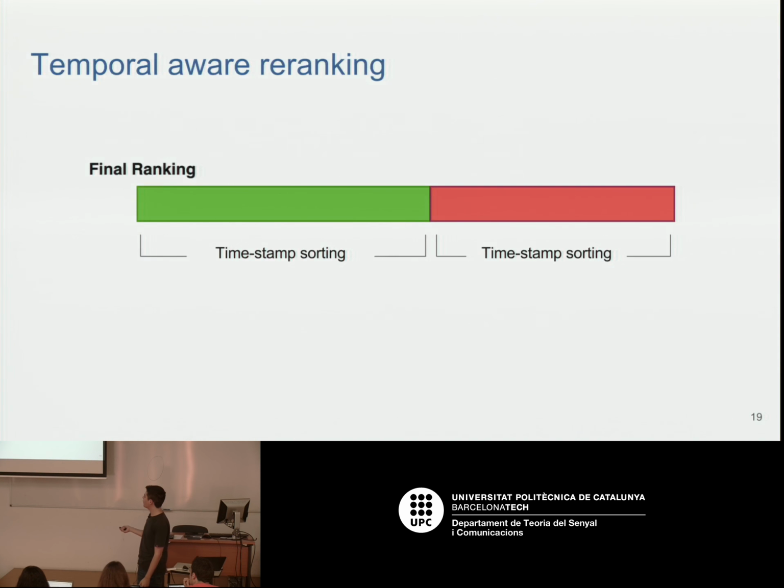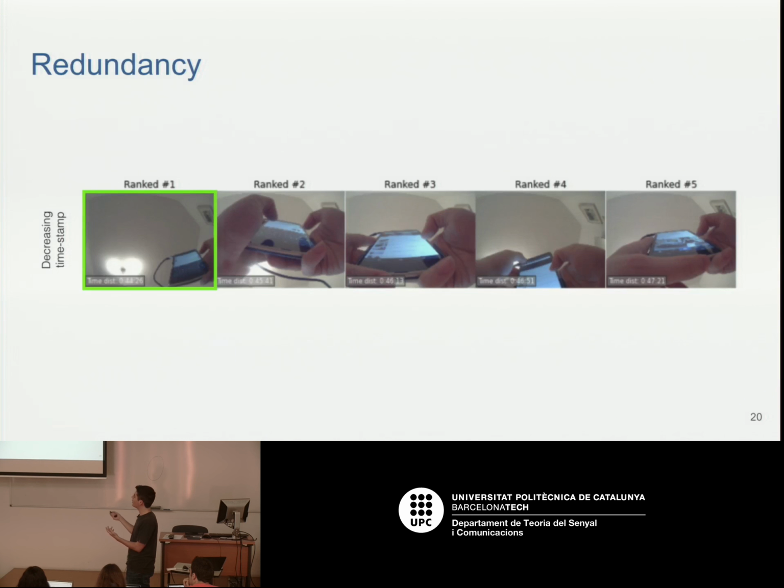And finally, to build the final ranking, we also studied two different strategies. The first one is applying just a simple timestamp sorting in both subsets, but then we realized that because of the redundancy of the egocentric images, the top of the ranking seemed like this. So we got several similar images, but the problem is that if an image is not relevant to the user, the following ones will not be relevant to the user.